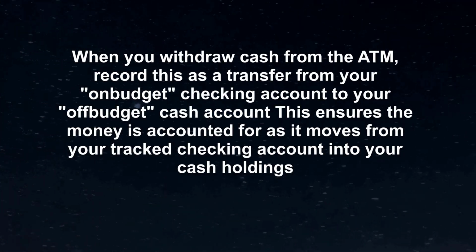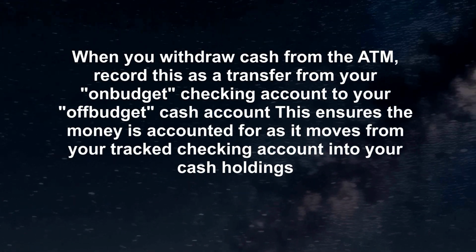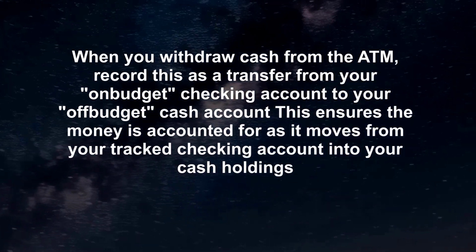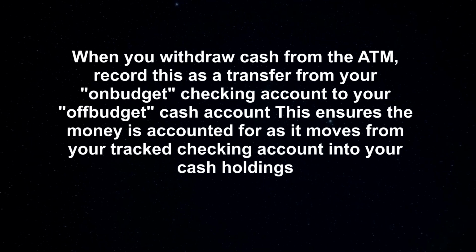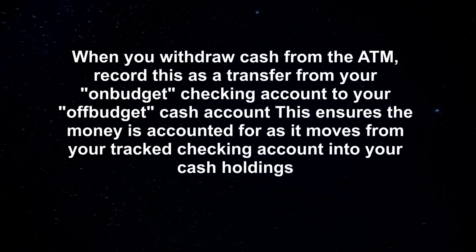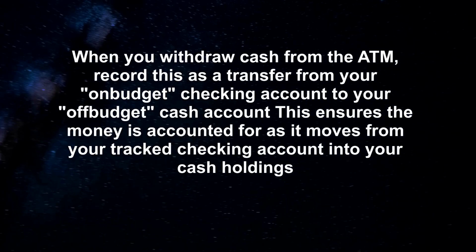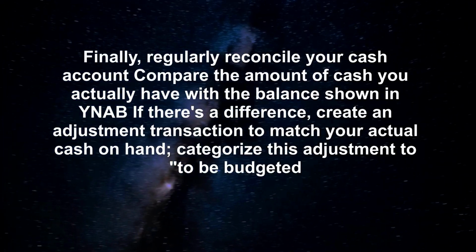When you withdraw cash from the ATM, record this as a transfer from your on-budget checking account to your off-budget cash account. This ensures the money is accounted for as it moves from your tracked checking account into your cash holdings. Finally, regularly reconcile your cash account.